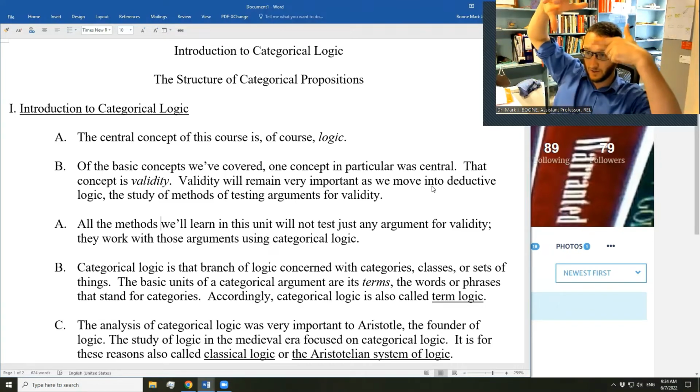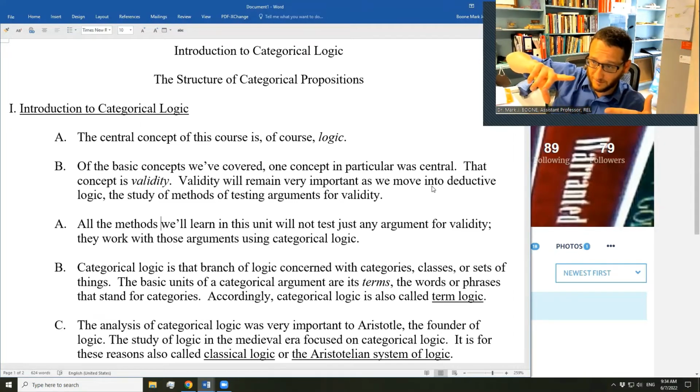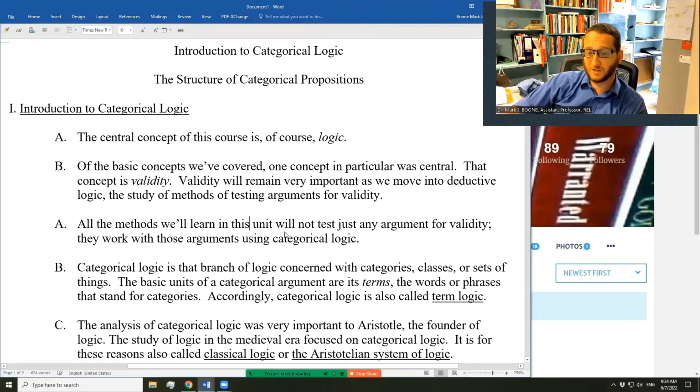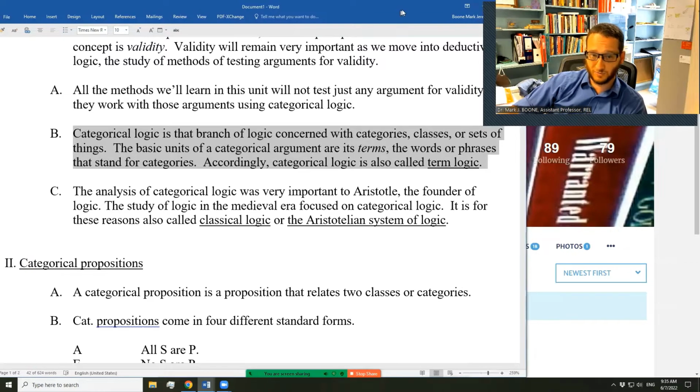So we have unit 1, intro, we just finished that. Unit 2, categorical logic, which is one branch of deductive logic. Unit 3, statement logic, another branch of deductive logic, and then we'll move to inductive logic. So right now, we're only interested in arguments that work by relating categories. So categorical logic is that branch of logic which is concerned with categories, classes, sets, or groups of things.